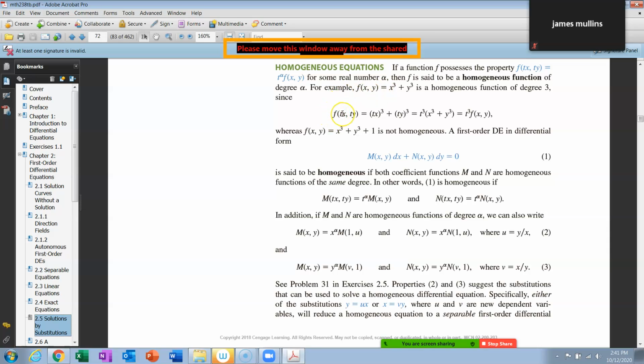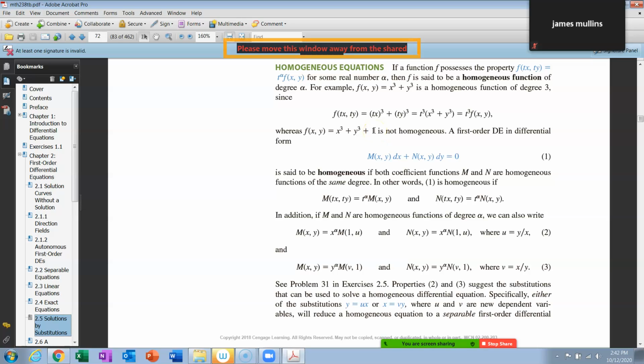you do f of tx, ty, which is what it says to do here, you get tx cubed plus ty cubed. Factor out the t cubed, and you get t cubed times x cubed plus y cubed, and that's t cubed times f of x, y. Okay, now that's one way of expressing it. Seems like a lot easier way to say, okay, now let's do this one. Whereas f of x, y equal to x cubed plus y cubed plus 1 is not homogeneous, because this is third order, that's third order, this is zero order, not homogeneous.